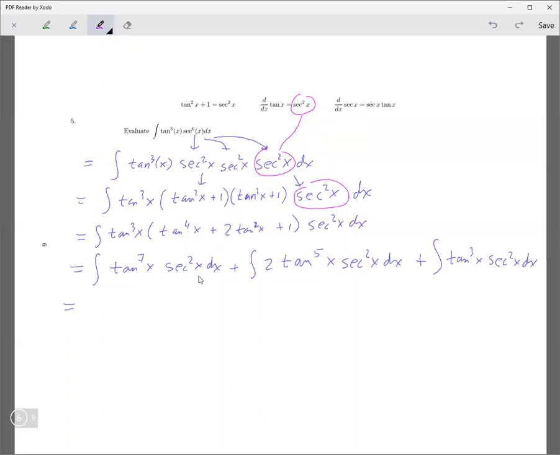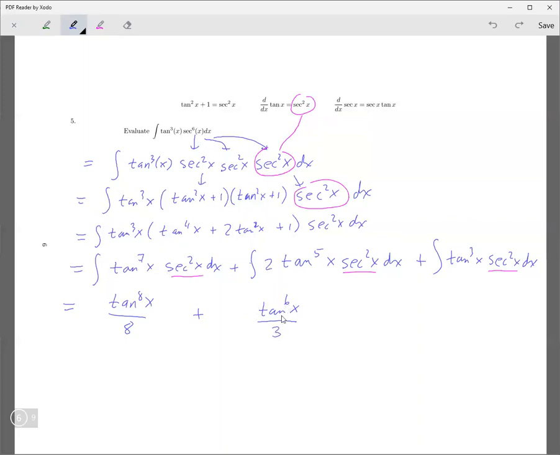Okay, again, this is the g prime of x when you're looking at the chain rule. This is the derivative of the inner function right there. And the inner function is tangent in each of these cases. The derivative of tangent is secant squared. So this is going to be tangent to the 8th of x over 8. This is going to be tangent to the 6th of x over, well, it would be over 6, but there's this 2 here, so we'll put over 3.